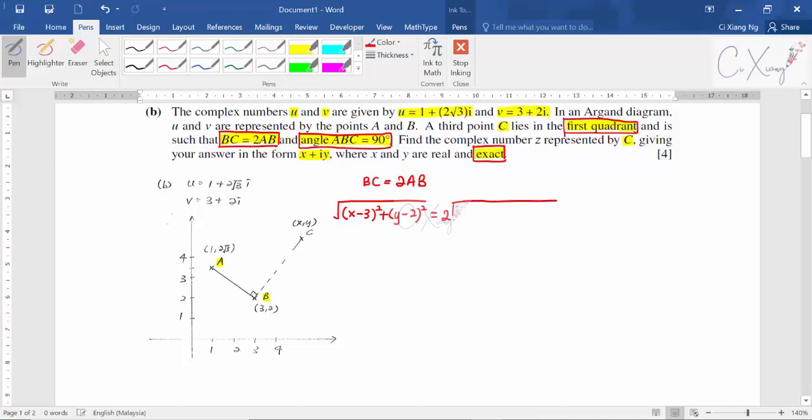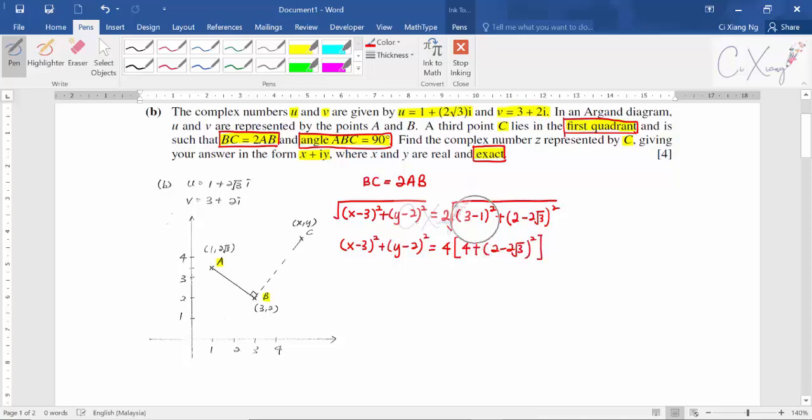So what is the distance for AB here? For AB, I will use the formula: (x minus x) squared plus (y minus y) squared, so (3 minus 1) squared plus (2 minus 2 square root 3) squared. Then after that, I will square both sides. So when I square both sides, I will have (x minus 3) squared plus (y minus 2) squared equal to 4 times of (4 plus (2 minus 2 square root 3) squared).